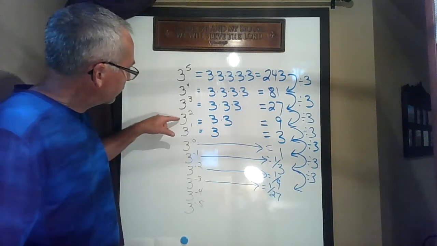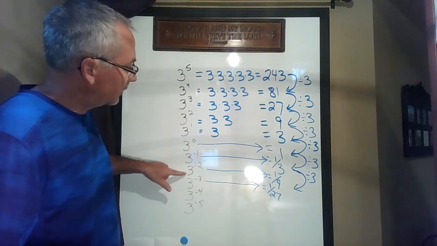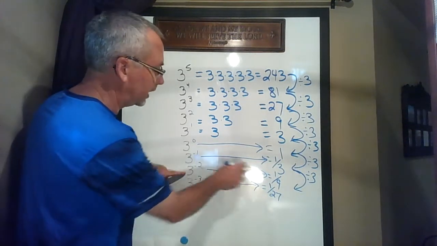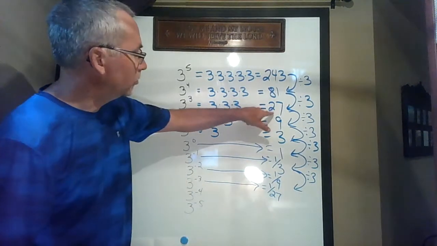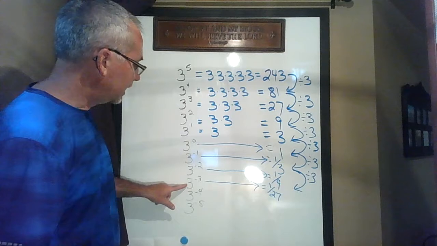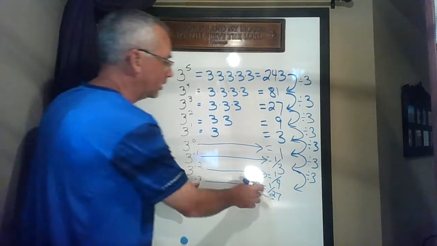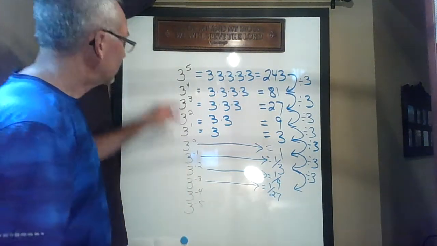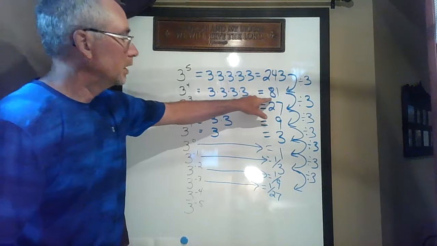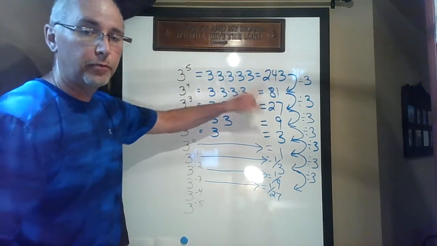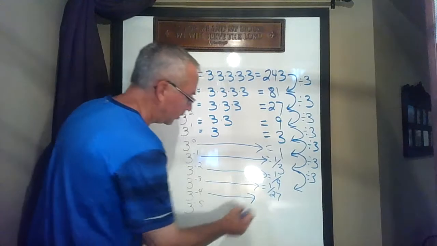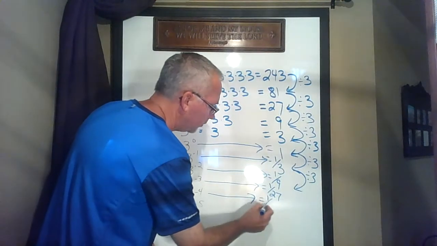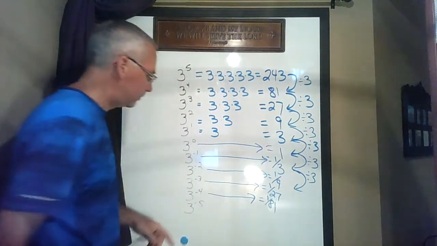So 3 to the second is the same as 3 to the negative second, but it's a reciprocal. 3 to the third equals 27. So 3 to the negative third equals 1 over 27. 3 to the fourth equals 81. So hopefully you can guess what the next one's going to be. So 3 to the negative fourth is equal to 1 over 81.